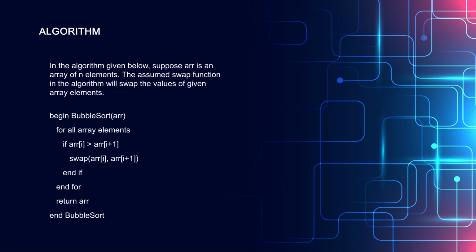We will loop over all the array elements, and we will check if ARR of the first element is greater than ARR of the next element. So, this is basically the condition we are passing over here. If this condition is true, then we apply the swap function. What does the swap function do? It simply swaps two numbers with each other, and after this we return the ARR, and this function ends.